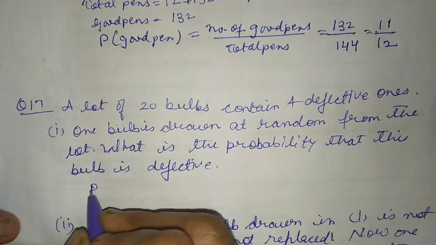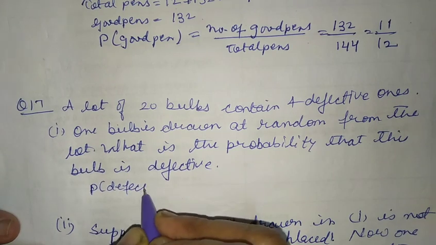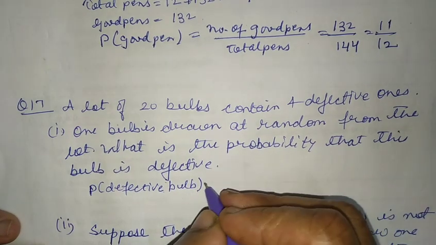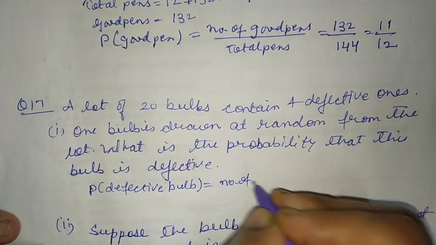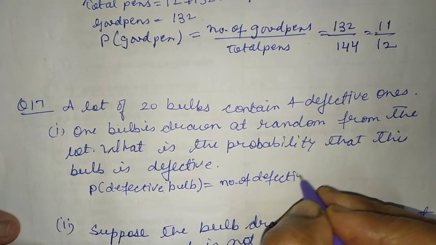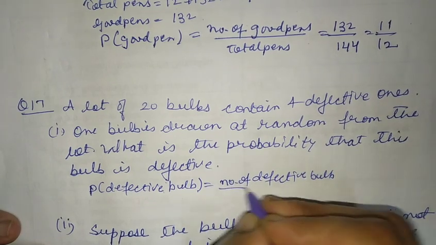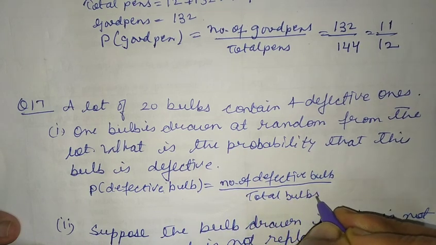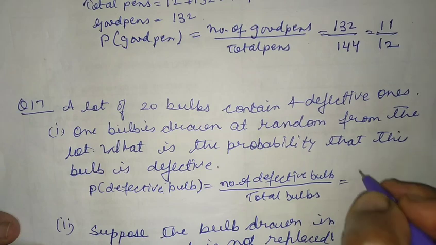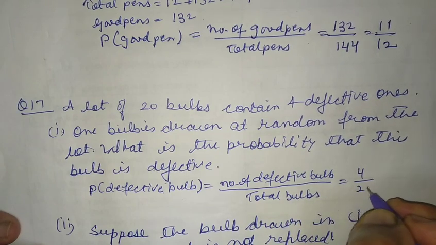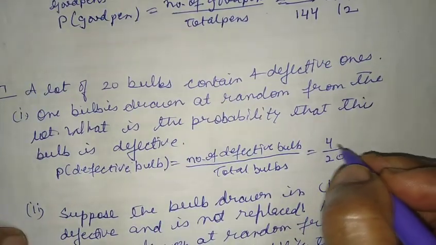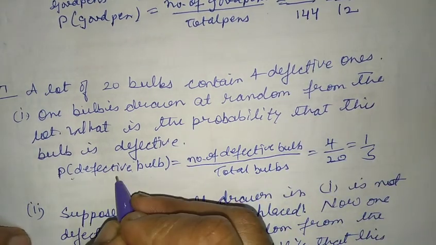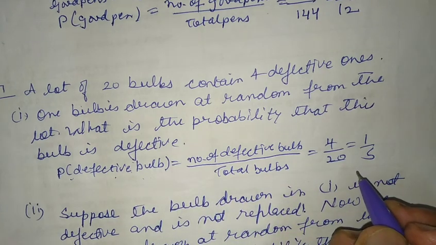So here we have to find the probability of getting the defective bulb. So probability of getting the defective bulb will be number of defective bulbs by total bulbs here. So the defective bulbs we have been given here is 4, so we write 4 here, and total bulbs is 20. So we divide by 4, we have 4 times 1 is 4 and 4 times 5 is 20. So probability of getting a defective bulb will be 1 by 5.